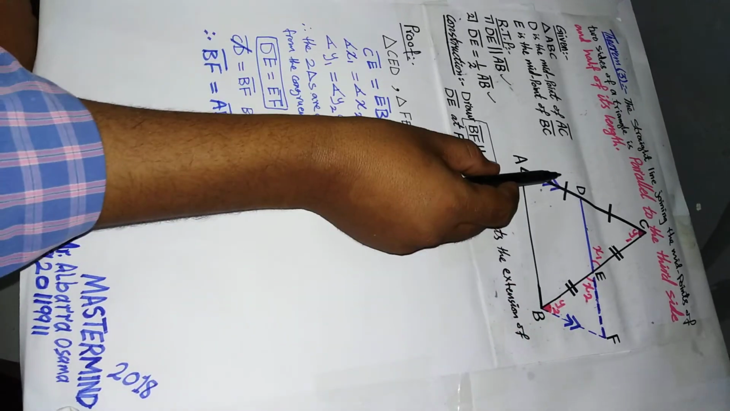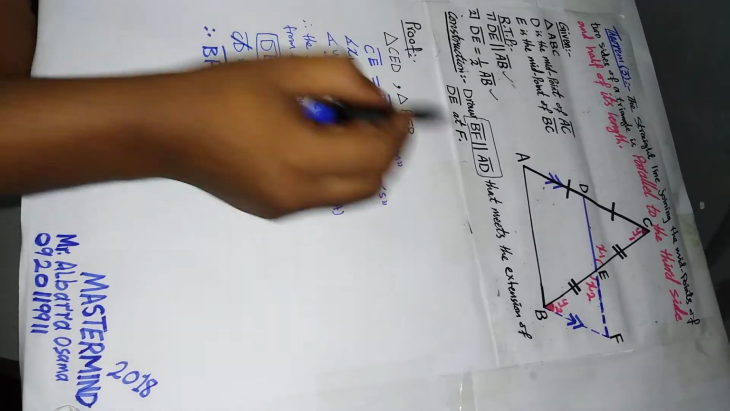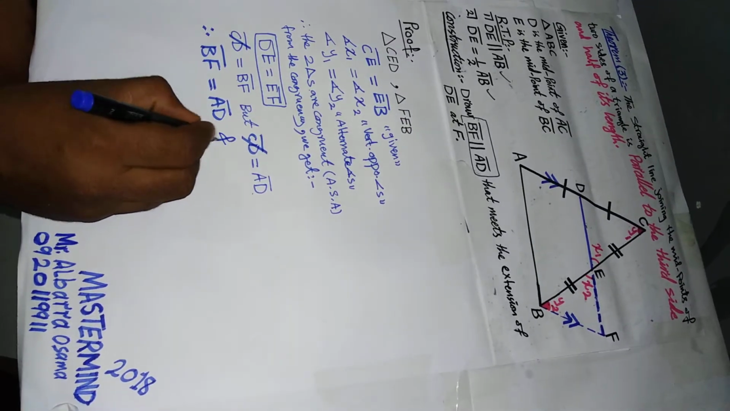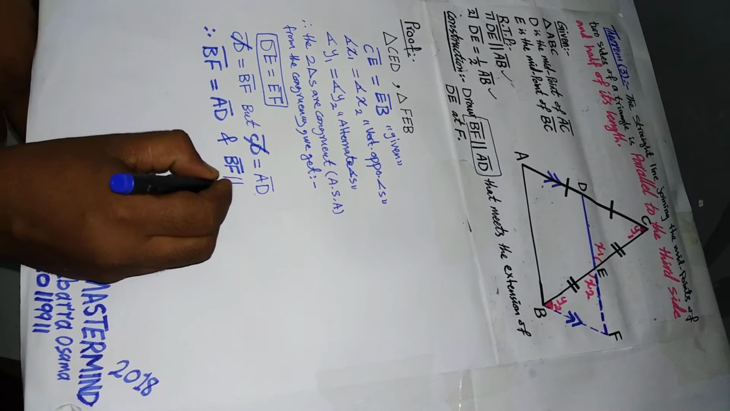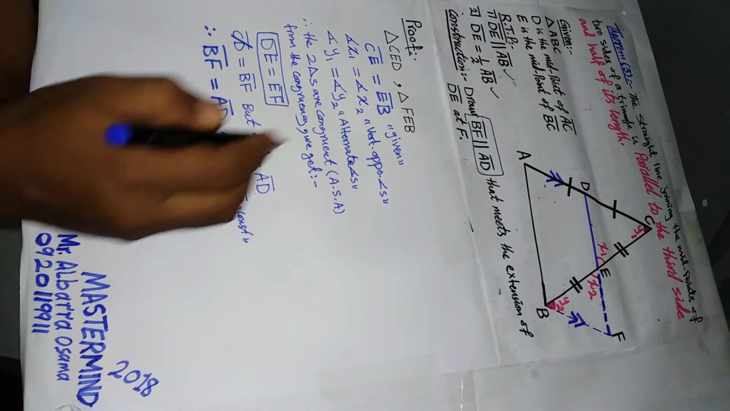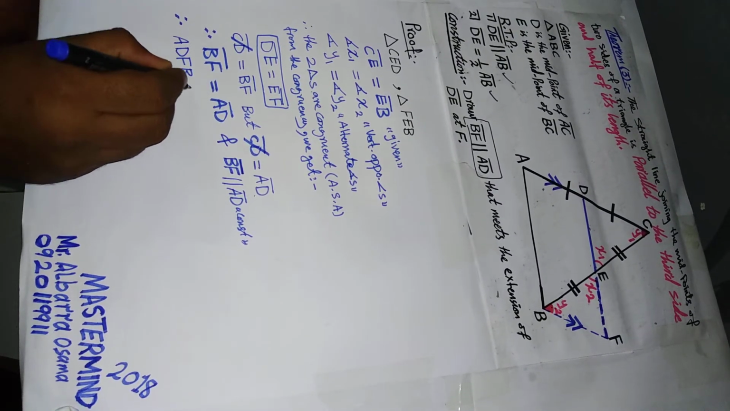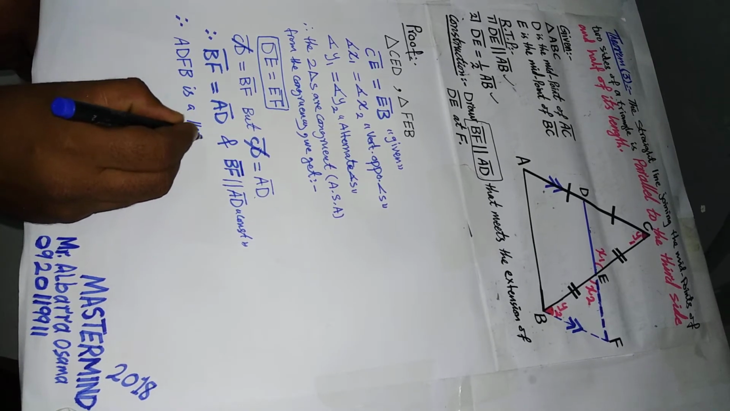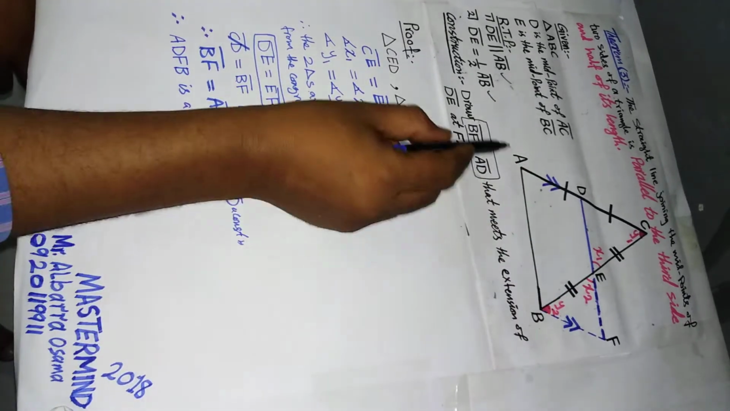If these two sides are equal, and in the construction I said they are parallel, so these two sides are equal, and at the same time BF is parallel to AD from the construction. These two sides are equal, these two sides are parallel, therefore ADFB is a parallelogram. That means DF is parallel to AB.